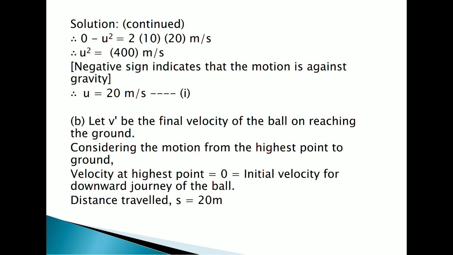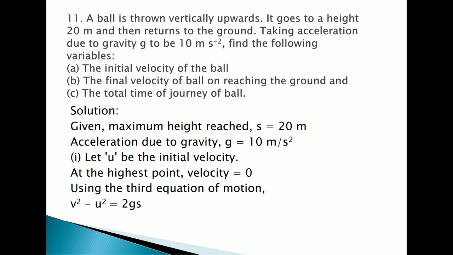g क्या है, 10 लेने बोला है, and distance travel is 20. So after calculating, we will be getting 400 meter per second. Negative sign, why we are taking after substituting, we will be getting the value of u is equals to minus 20. Why it is minus 20? Because this object is moving against the gravity. Okay, now we have to find out what was the second question.